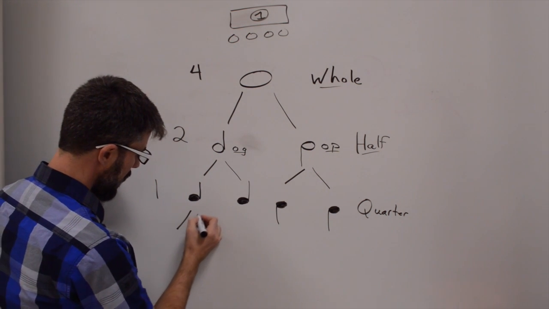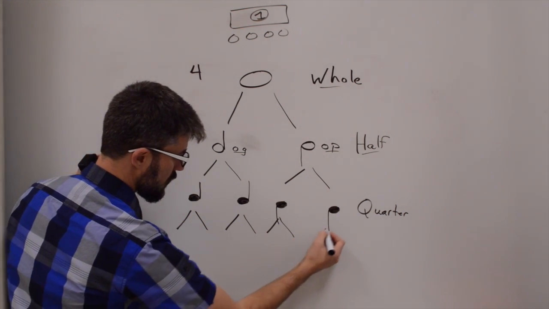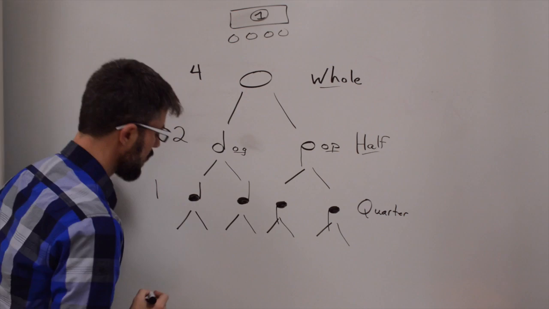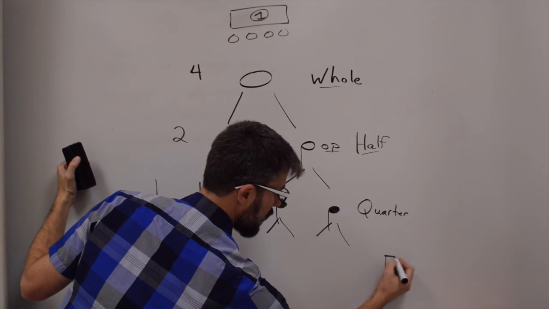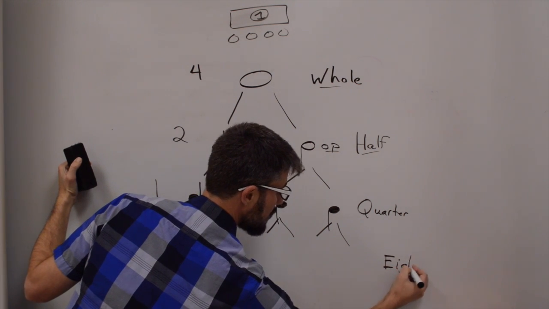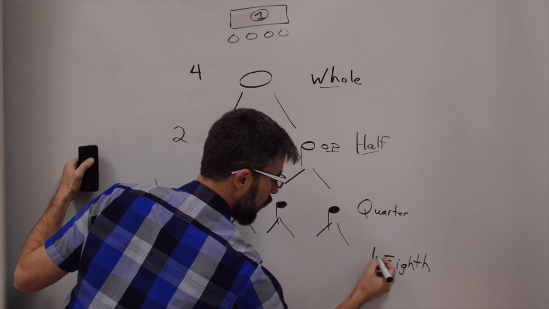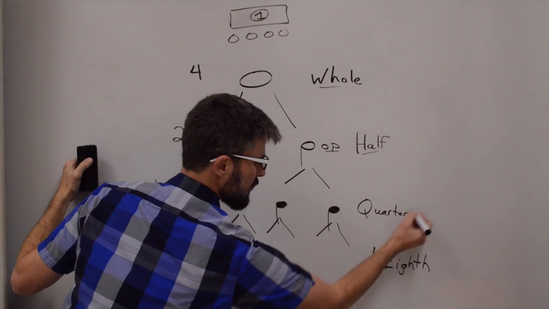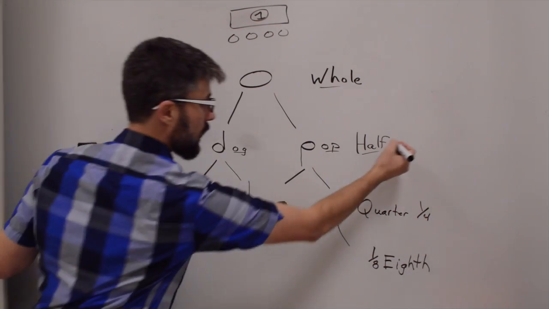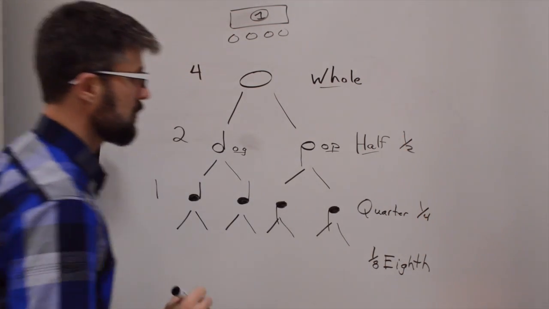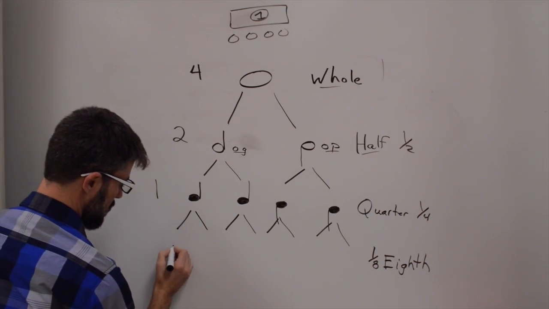The bottom part of our rhythm pyramid that we're going to play with today: we're going to take those and divide them in half one more time, and we're going to get eighth notes. E-I-G-H-T-H, as in the fraction 1/8, just like this is the fraction 1/4, quarter, the fraction 1/2, and a whole. So this is what eighth notes look like.